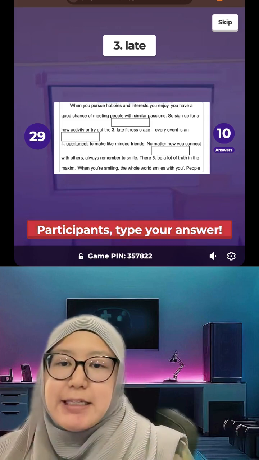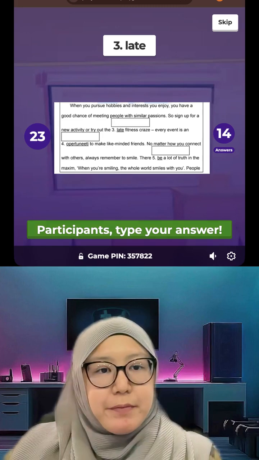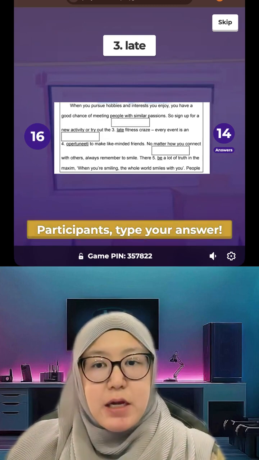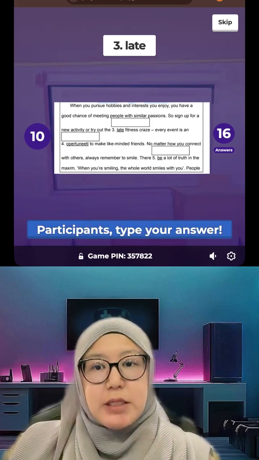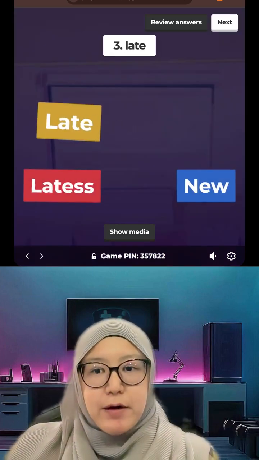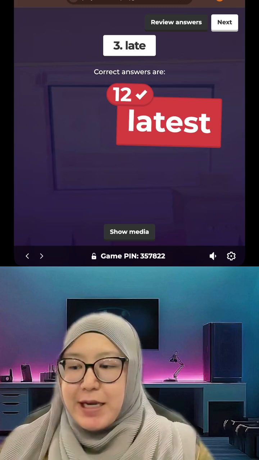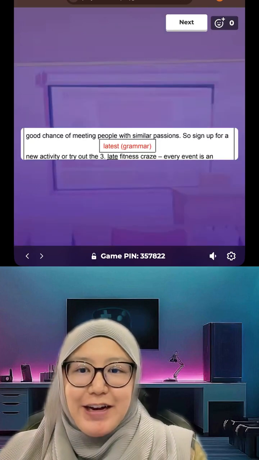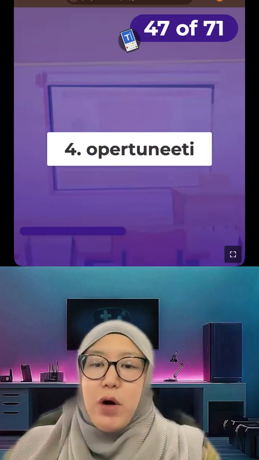Is it correct, the sentence, late fitness craze? Or is it something else? You just have to identify if it is a spelling error. Then you need to correct the spelling, which is late is the correct word, a real word, okay? So for sure it's a grammatical error. It's latest, okay? L-A-T-E-S-T, okay? Latest here means what? Newest or recent, okay? Alright, latest fitness craze.